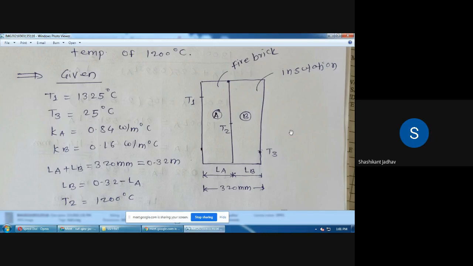Reactor wall is 320 mm thick, म्हणजे जी काही वॉल आहे त्याची टोटल थिकनेस दिलेली आहे. In that wall there is a fire brick and insulation, so therefore total thickness of the wall is 320 mm. So fire brick layer we have given the name layer A, and insulation layer the name is layer B. So thickness of layer A is denoted by LA, and thickness of layer B is denoted by LB.